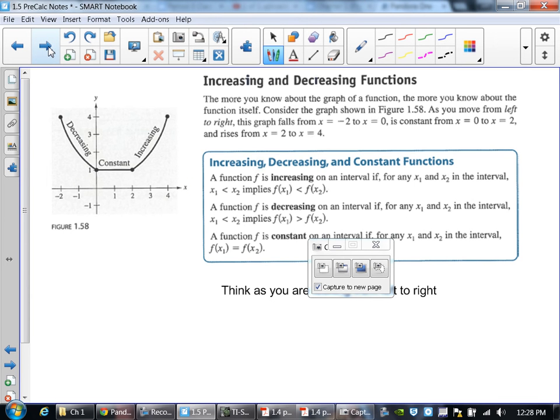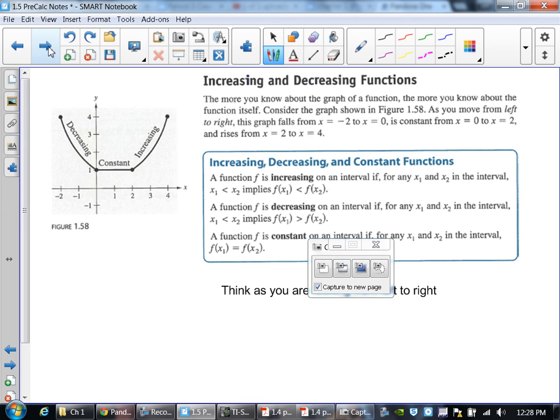But I do want to spend a minute discussing with you guys what it means to be increasing and decreasing. I don't want you to get freaked out by all the words. Increasing and decreasing functions, it is ridiculously simple to do.